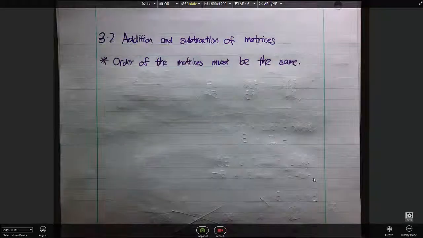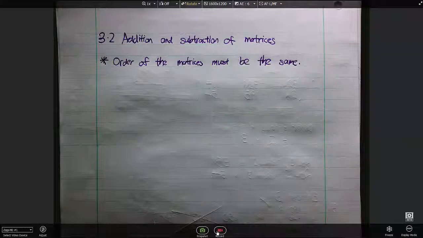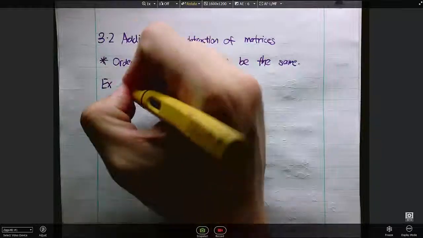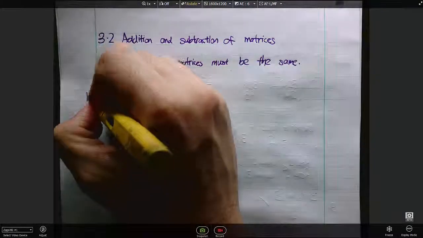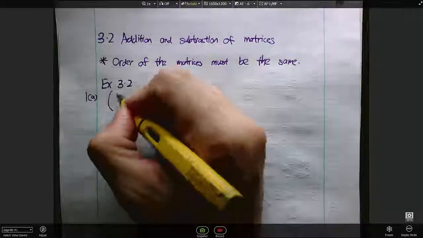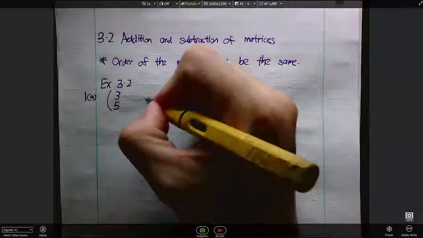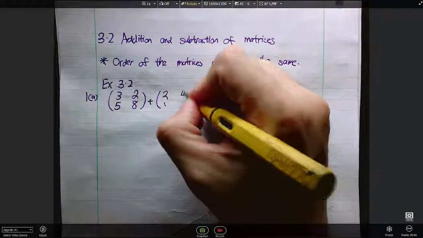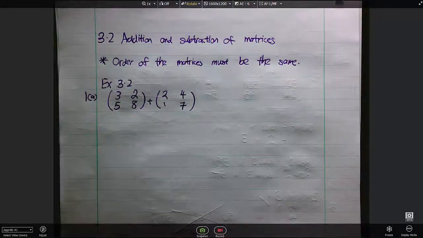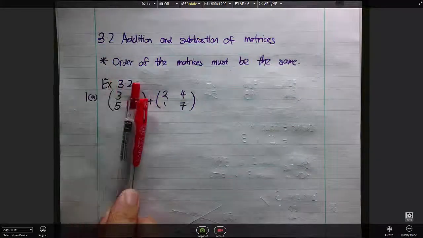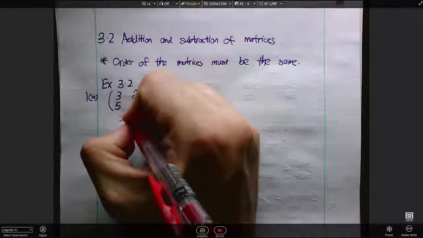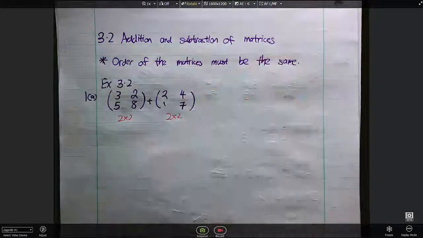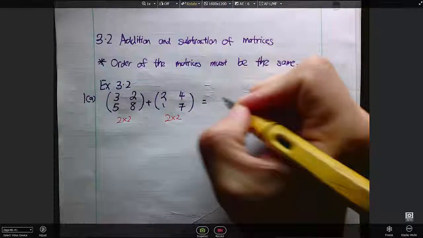Now I'll just give you a few examples to show you the mechanical workings of how matrices are added or subtracted. Let's focus now on exercise 3.2, question 1a. Question 1a, [3, 2; 5, 8] plus [2, 4; 1, 7]. First we check what is the order of the matrices. This one has 2 rows, 2 columns, so it is a 2 by 2. Same for this one, 2 rows, 2 columns, also a 2 by 2 matrix, so they can be added to each other. Now how do we add?